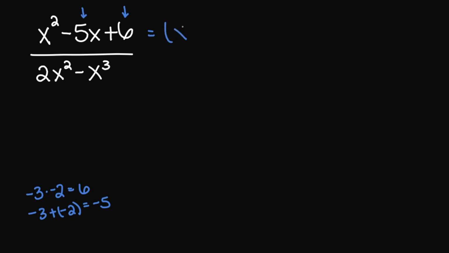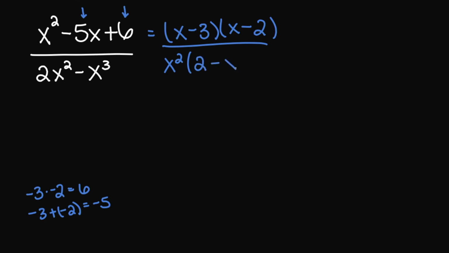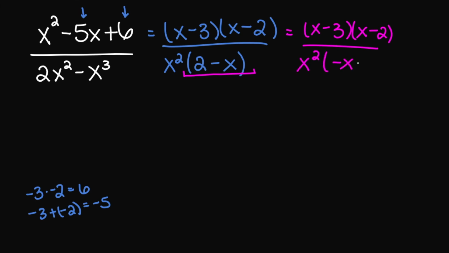I'm going to have an x minus 3 and an x minus 2. My denominator, we can factor out x squared, and I'll be left with 2 minus x. Okay, so let's go ahead and rewrite this 2 minus x into standard form. So for my numerator, we have x minus 3 times x minus 2 over x squared times negative x plus 2. I have a leading negative number, this negative here. I need to factor this -1 out.